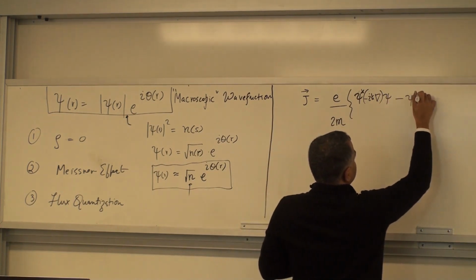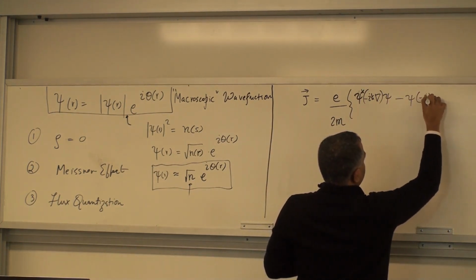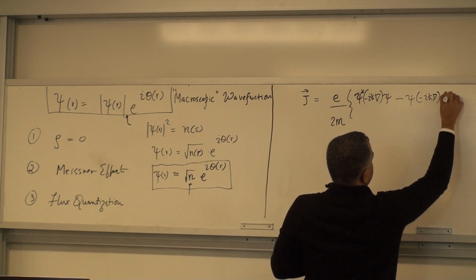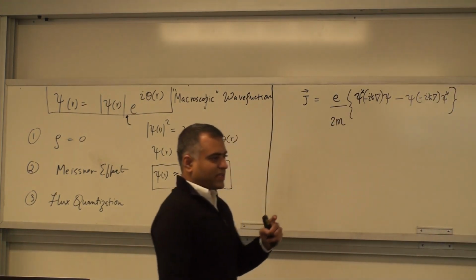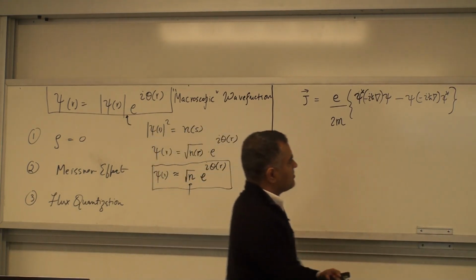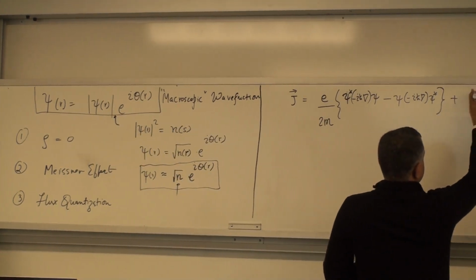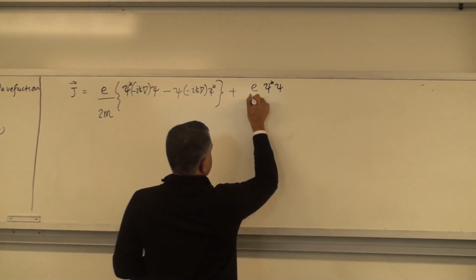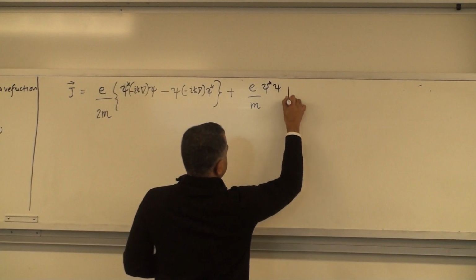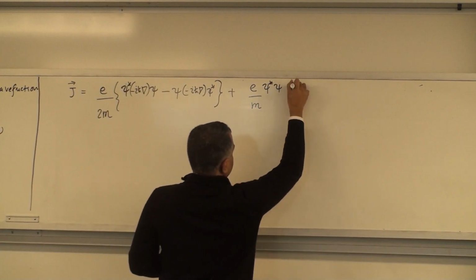Minus psi, the inverse of that, right? Right. So we saw that this was the situation if there is no magnetic field, but the moment you introduce a magnetic field, there is another term here which looks like this, psi star psi by the mass times the vector potential, the magnetic vector potential.